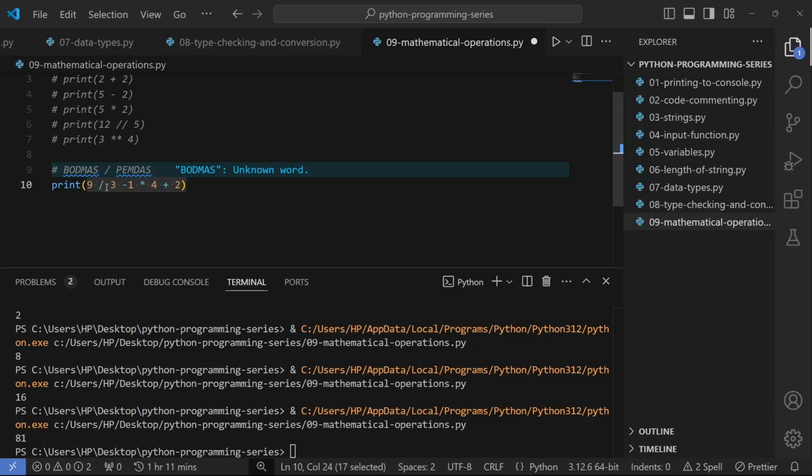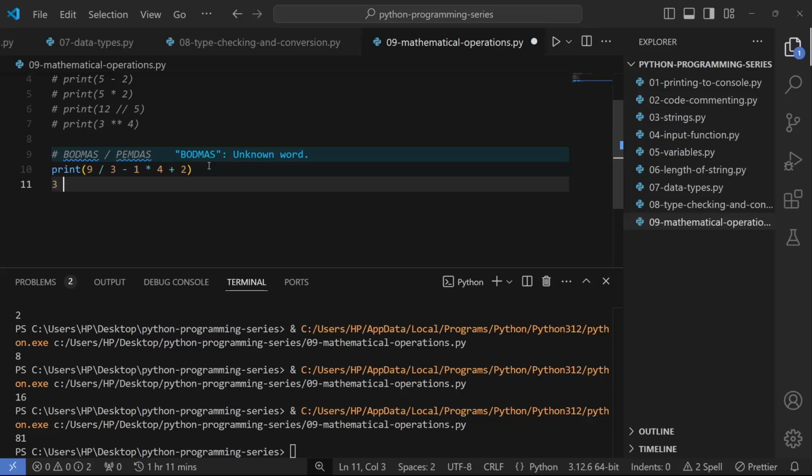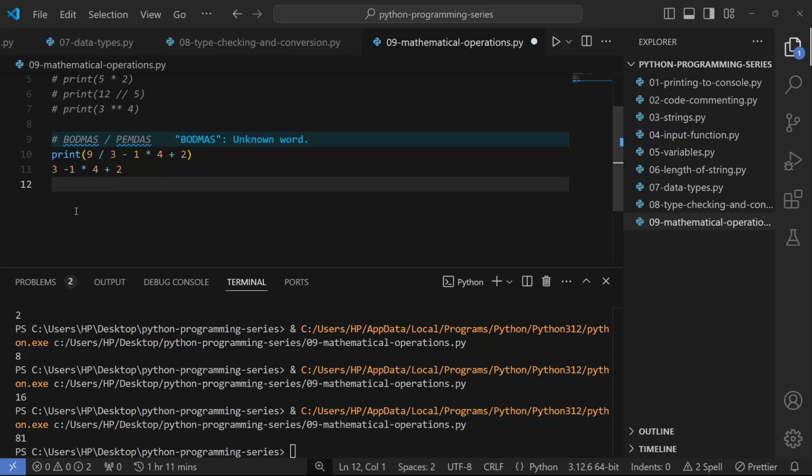Like in this operation, you have division and multiplication. Both of them have the same level of priority, but as you can see, division comes before multiplication, in that division is at the leftmost side of the operation. So we are going to take this into consideration first. 9 divided by 3 is going to give you 3. That means we have 3 minus 1 times 4, then plus 2. Next we multiply 1 and 4, because multiplication comes before addition or subtraction. So 1 multiplied by 4 is 4. That means we have 3 minus 4, then plus 2.